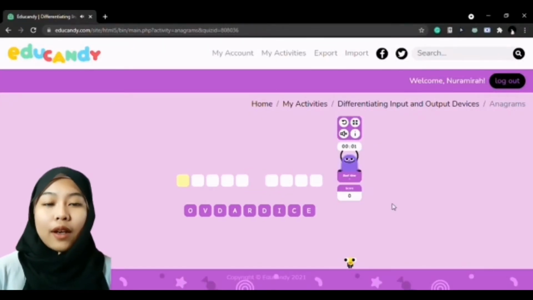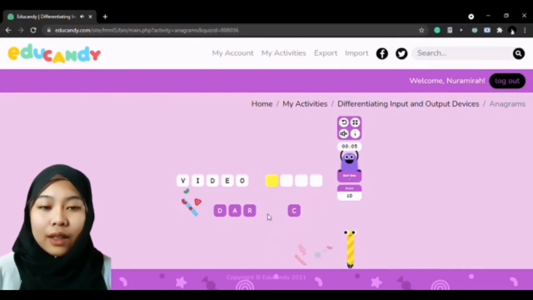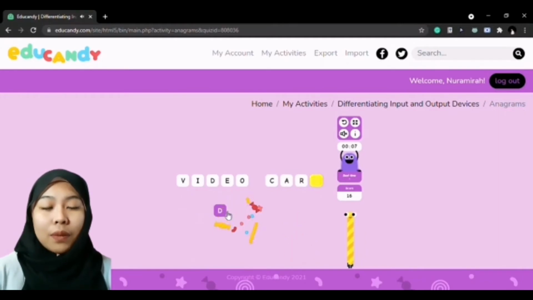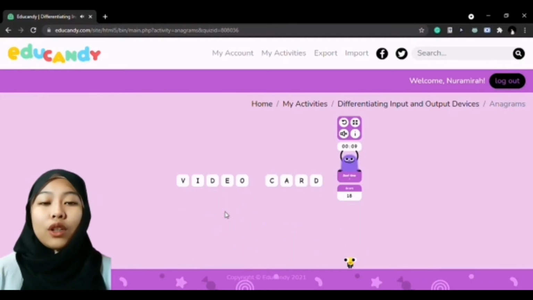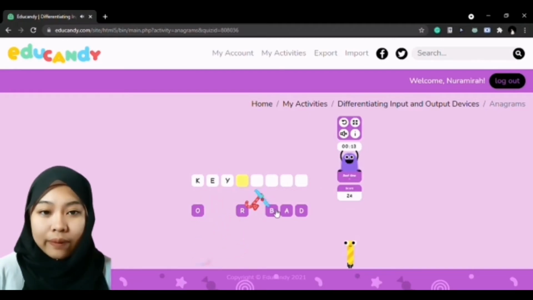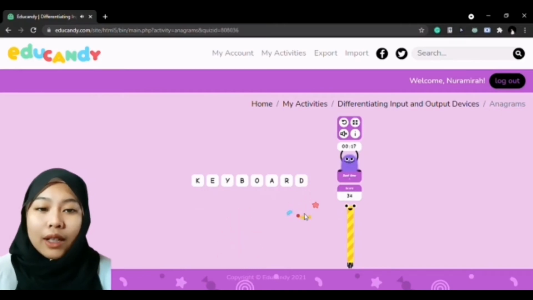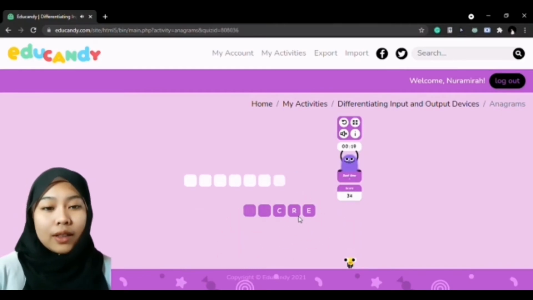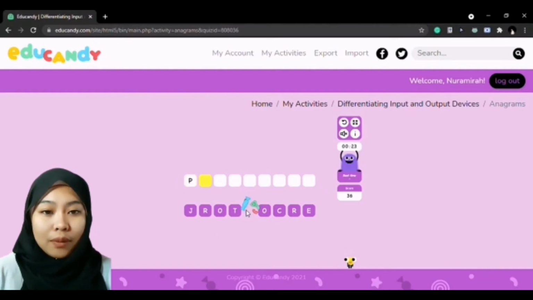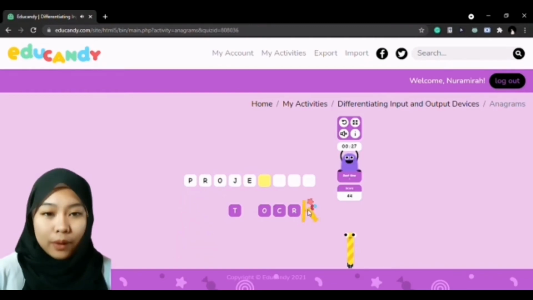Anagrams is a game where we should figure out the full word by using the letters given at the bottom. This game is specially created for people who do not know what input and output are, even though they have used them in their daily life. This game is the simplest way for people to understand what are examples of input and what are examples of output. This game will help people to understand more and gain more knowledge. This is the correct way on how to play this game.